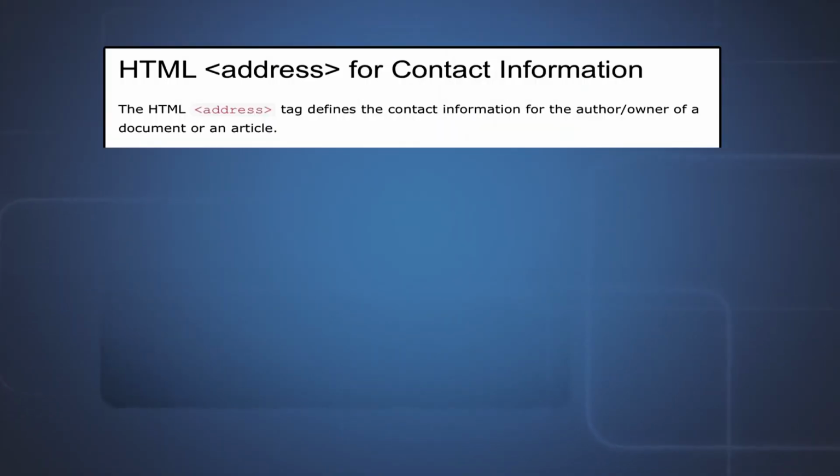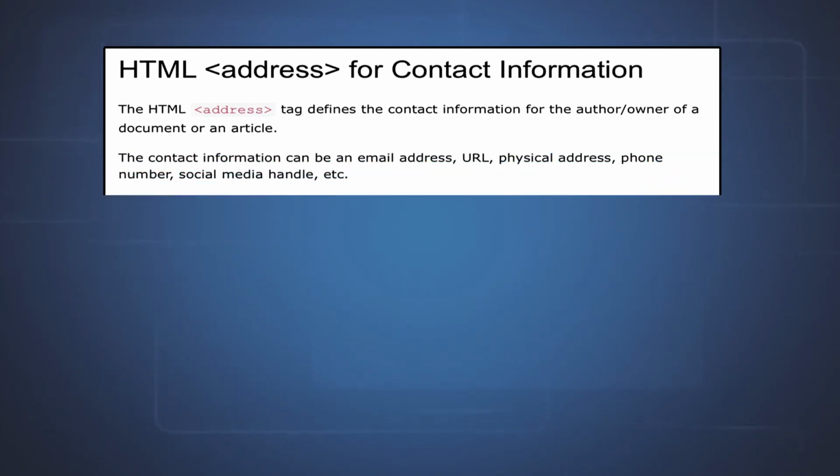Then we have addresses. Even for contact information, we have to give our email address or a telephone or a physical address, a residential address or the work address. So we have an address tag for it, ADDRESS. The HTML address tag defines the contact information for the author or owner of a document or an article. The contact information can be an email address, URL, physical address, phone number, social media handle, and anything else.